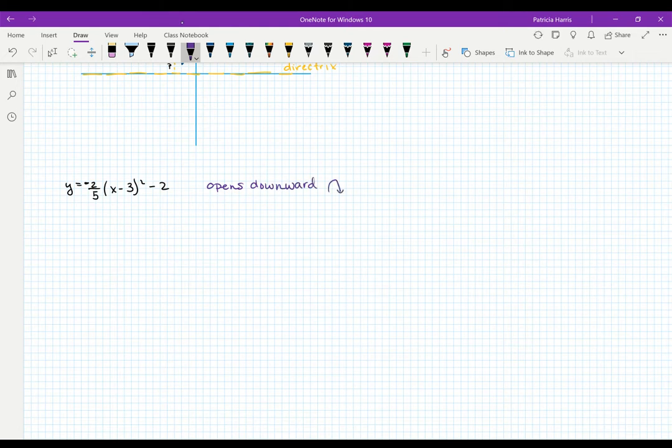So let's go with like this. Okay, and I know since this A value is in front of the x squared, I know that negative 2/5 is equal to 1 over 4p. Okay, all right, so let's just try it out. Okay, so vertex, all right, that would be right 3 down 2. Going a little faster. Axis of symmetry is going to be an x value.